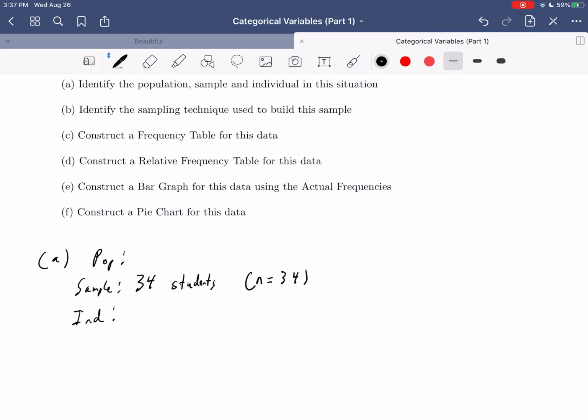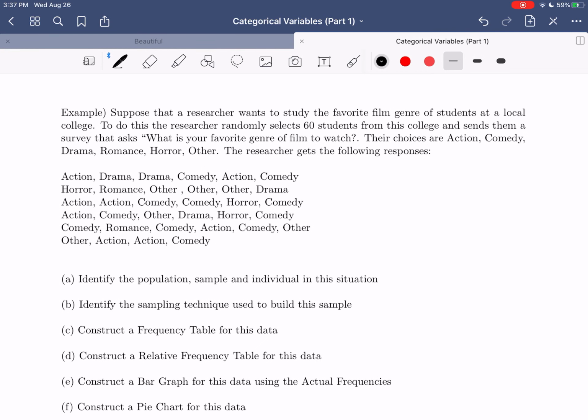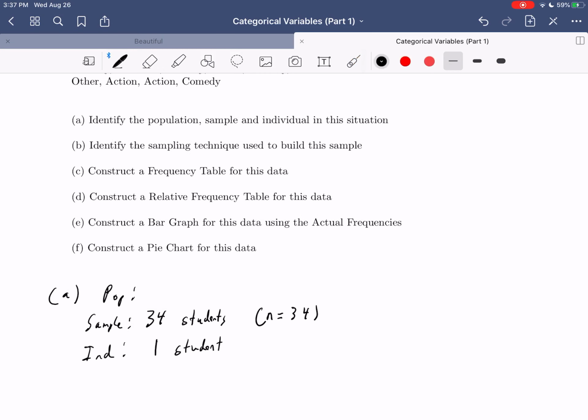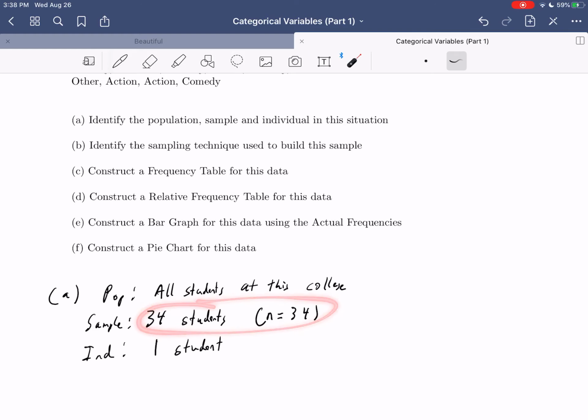Once we have the sample, it's very easy to get the individual: one student. And the population, well, they did say that they wanted to study the students at this local college. So the population would be all students at this college. They wanted to study all the students at this college. What they ended up studying were 34 students from this college. And of course, the building block of both of those, population and sample, is one single student.